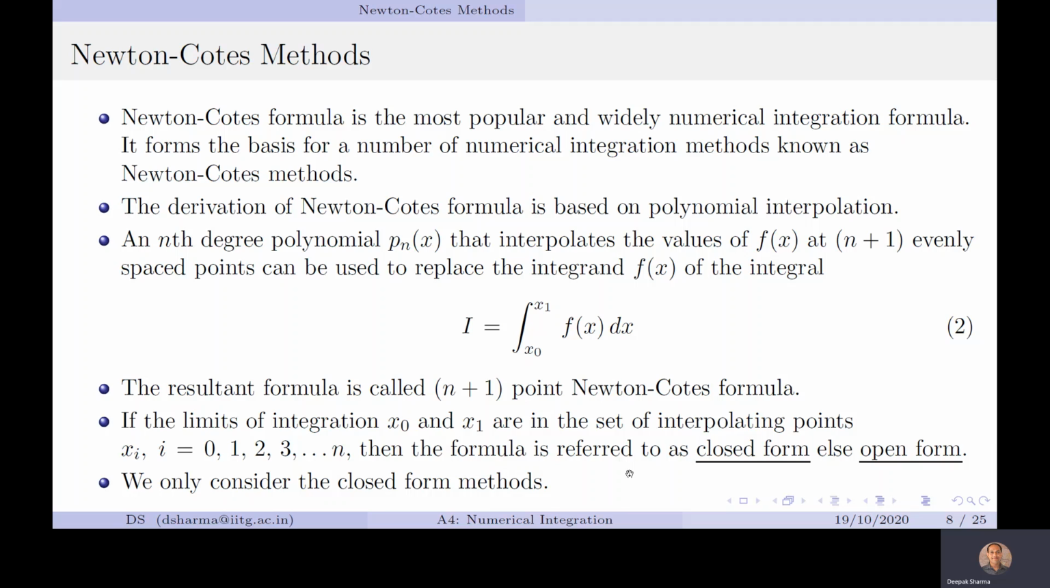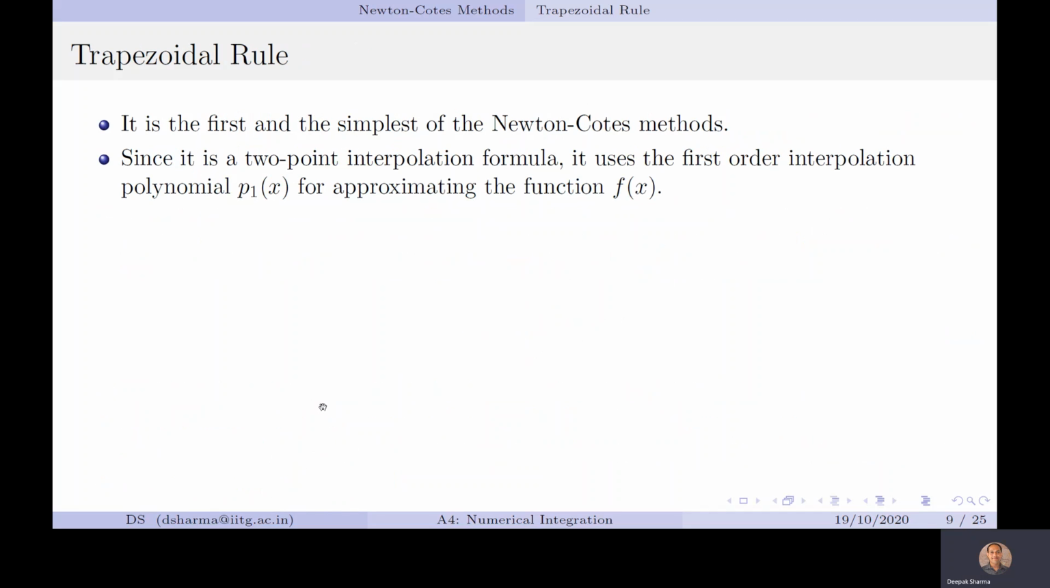If these formulas are used, then the formula is referred to as a closed form, else open form. Now here in this particular assignment, we will be considering the closed form methods. Let us begin with the first method called trapezoidal rule.